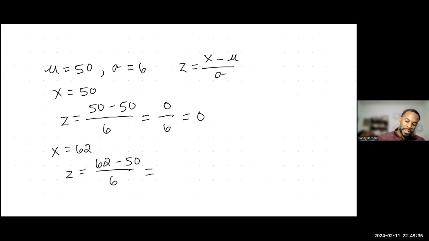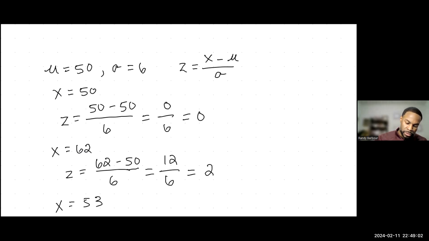62 divided by 50 is 12. 12 divided by 6 is 2. Okay. I'll actually do the other one so we'll be able to see it. Let me go to my problem, the last one. Okay. So that is 53. So x equals 53.